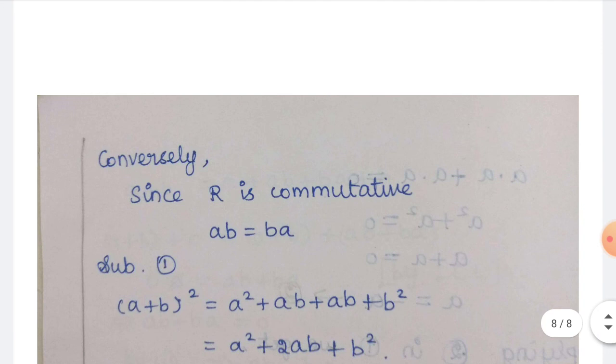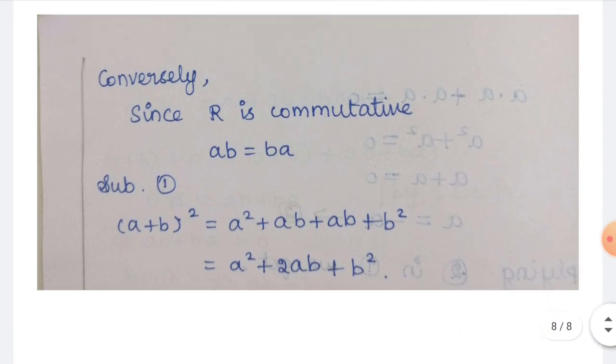The converse part we also have to show: conversely, R is commutative means ab is equal to ba. So we substitute in equation number 1: (a plus b) the whole square can be written as a square plus ab plus ba, and instead of ba you substitute ab, plus b square. So a square plus 2ab plus b square. So this is also over.